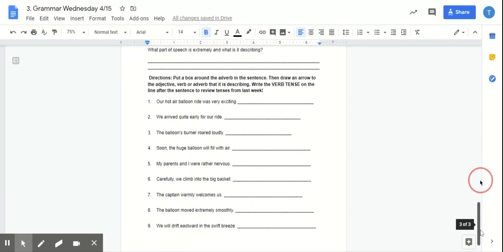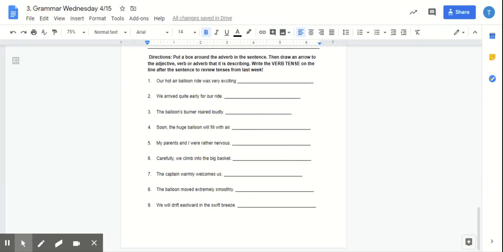All right, so the last piece, you guys are going to get into 1 through 9, and you're going to put a box around the adverb in the sentence. Then draw an arrow to the adjective, verb, or adverb that it is describing. Write the verb tense on the line after the sentence to review tenses from last week. So we've been reviewing tenses this week, so you should be talking about past tense, present tense, or future tense. So I'm going to do the first one with you just so you understand what you're supposed to be doing. So in number 1, it says, "Our hot air balloon ride was very exciting."